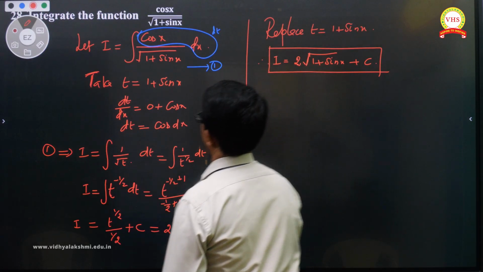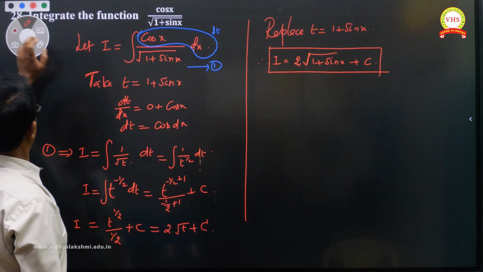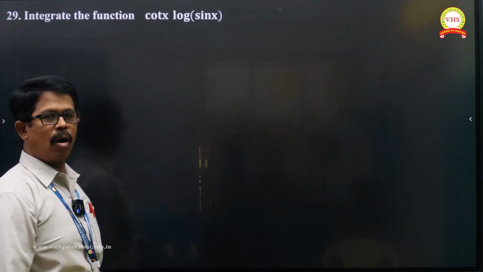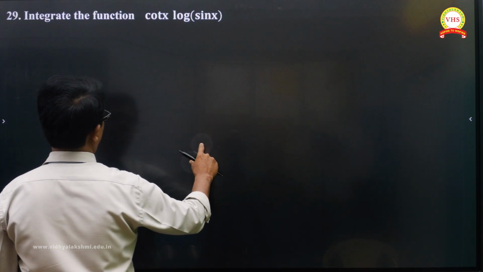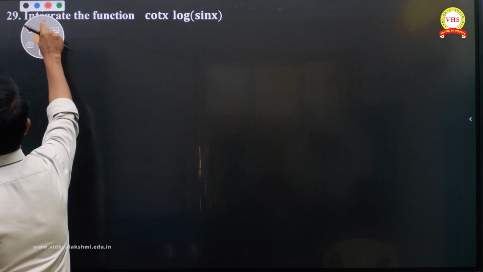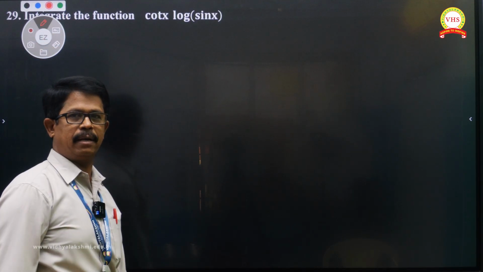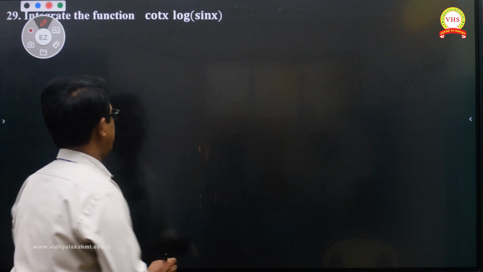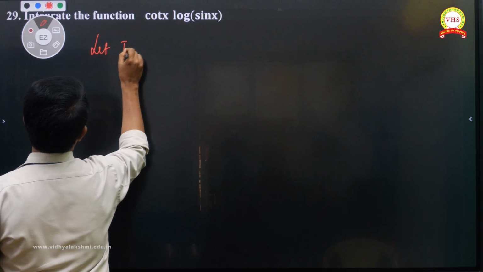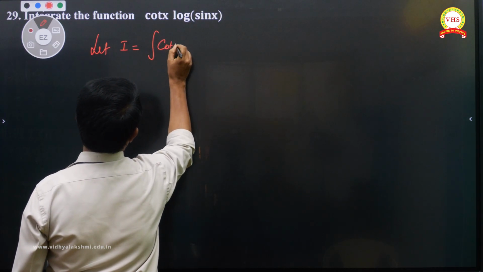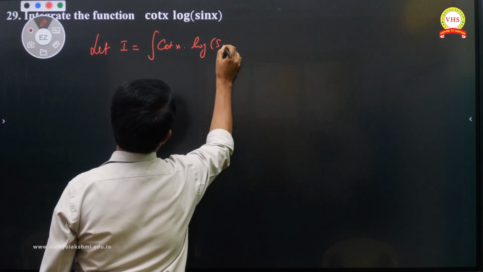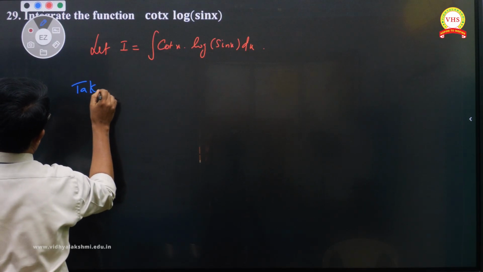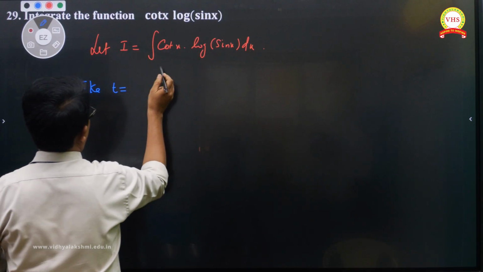Yes. Now finally, we are going to see question number 29. What is 29? Cot x into log of sin x. What I told you, when you get any function within a square root, power function or inverse function, likewise here, log of sin x, that kind of function is going to be taken as t. Now the integration I equal to integral of cot x into log of sin x into dx. Yes, students, take t as log of sin x, correct?